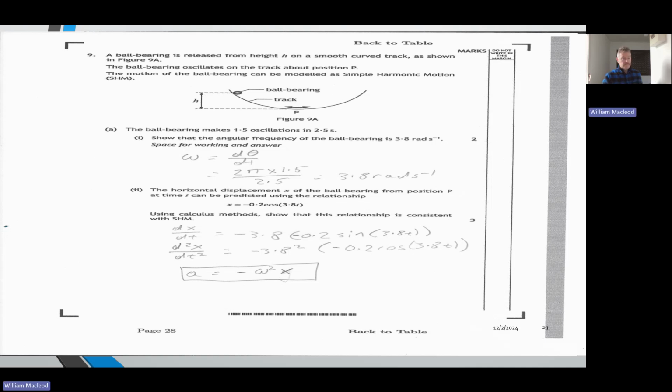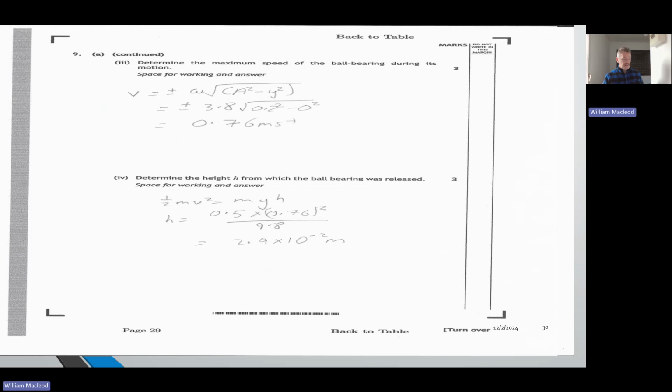Okay, let's look at the next question. Determine the maximum speed of the ball bearing during its motion. Well, there we use the maximum velocity equation.